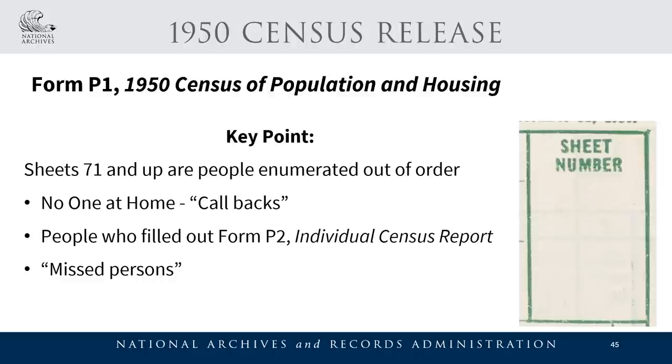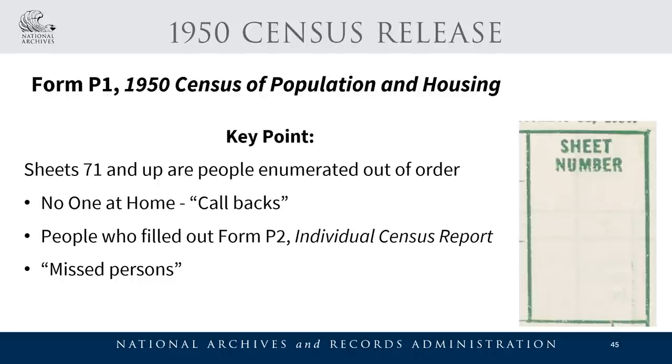Now, one of the key points to keep in mind is that sheets 71 and up are for people enumerated out of order. So if you have an enumeration district where the census pages are numbered from 1 to 16 and then suddenly jump to sheet 71, that doesn't mean that sheets 17 to 70 are missing. It just means that the enumerator only needed 16 sheets, 1 to 16, for their regular enumeration, and then 71 and up are for those people that were enumerated out of order.